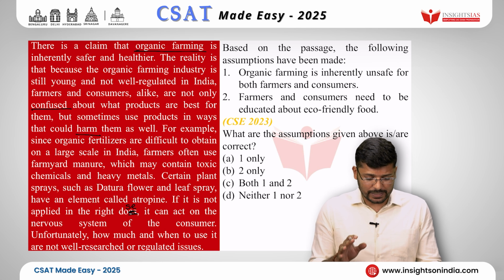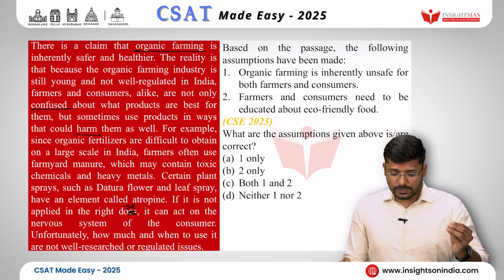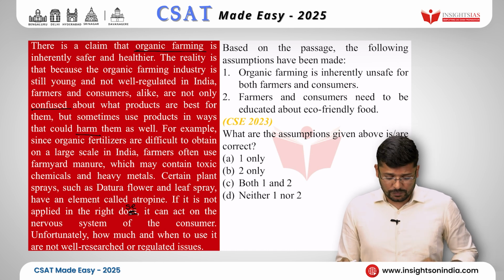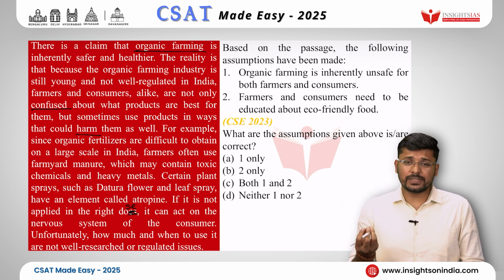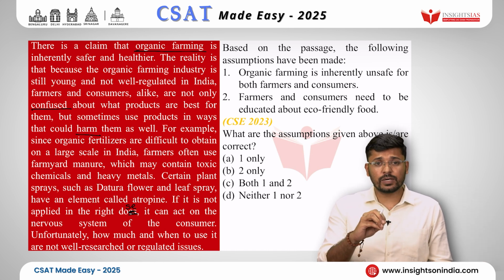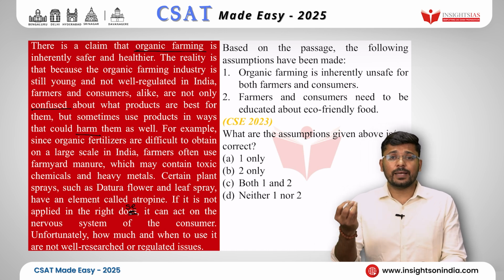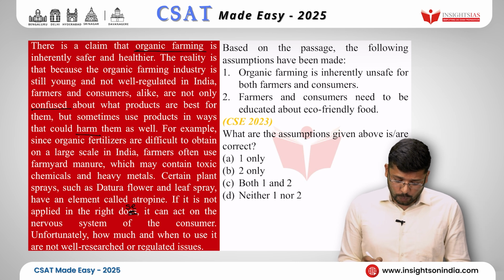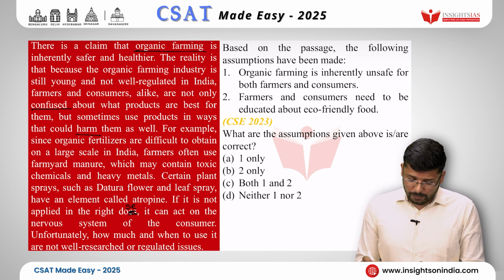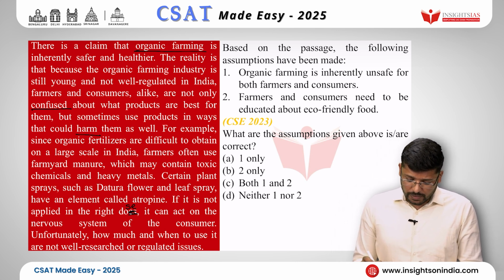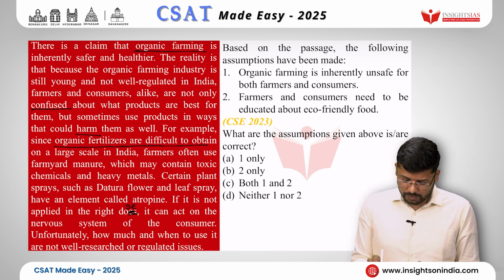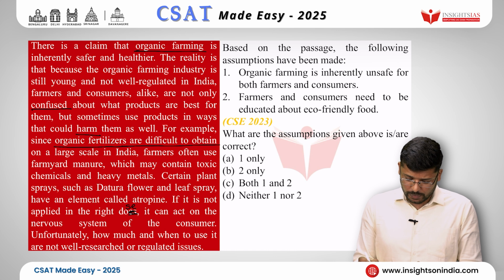What does this sentence say? It says that even though there is an assumption, a claim that organic farming is good, the reality is different. The farmers and consumers are confused, and because of the confusion, they may use products which are harmful. For example, since organic fertilizers are difficult to obtain on a large scale in India, farmers often use farmyard manure which may contain toxic chemicals and heavy metals. Okay, I will underline the whole thing: organic fertilizers are difficult to obtain, and I will underline farmyard manure.